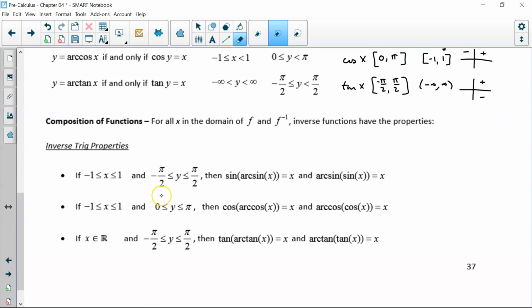Now, as we talked about before, with the inverse trig properties, when you take the inverses, the sine of the arc sine, you get x. They undo each other. The arc sine of the sine, they undo each other. Those are the inverses. That's how we get rid of them, by taking the inverses. So let's go to the next page and do some examples.